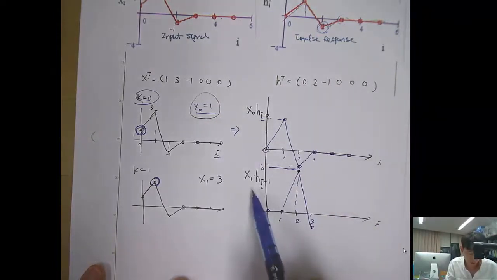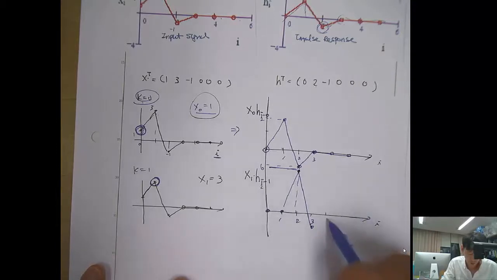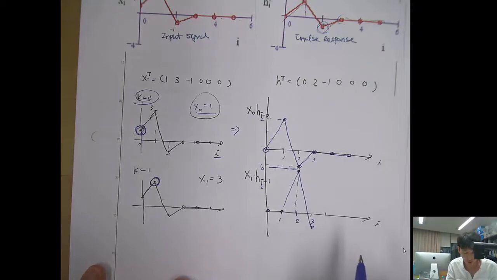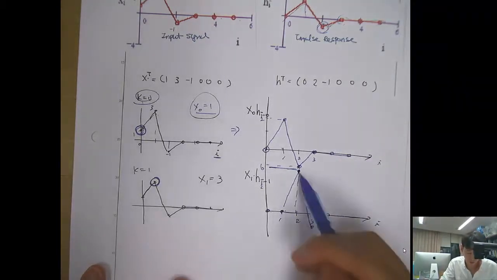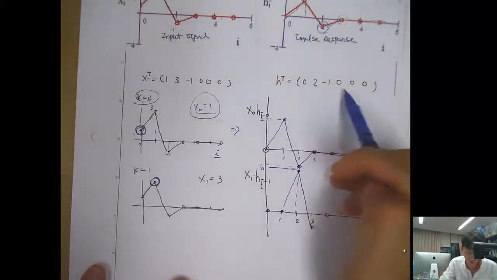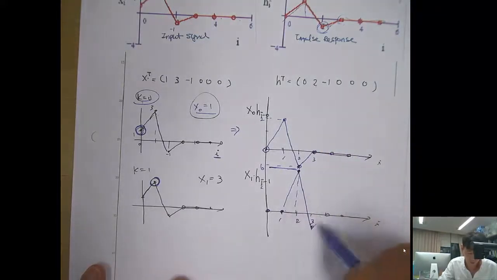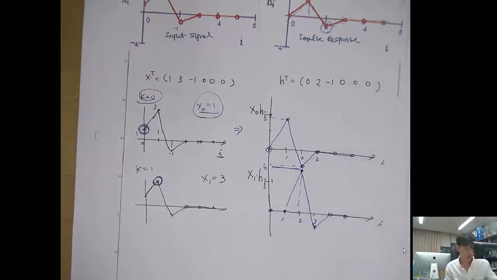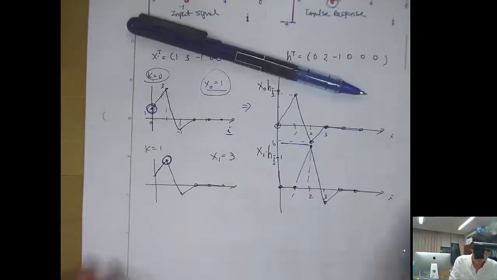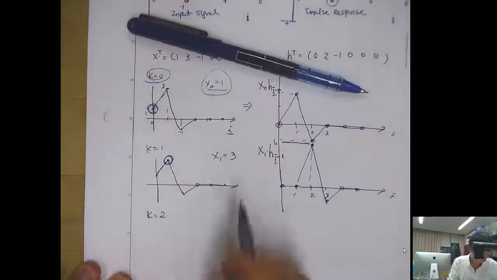And when i is 4, h of i minus 1 will be h sub 4, and h sub 4 is 0. So 0, 1, 2, 3, 4, 5, and 1, 2, 3, 4, 5, 6. Yes. Right. And then we can do another calculation.